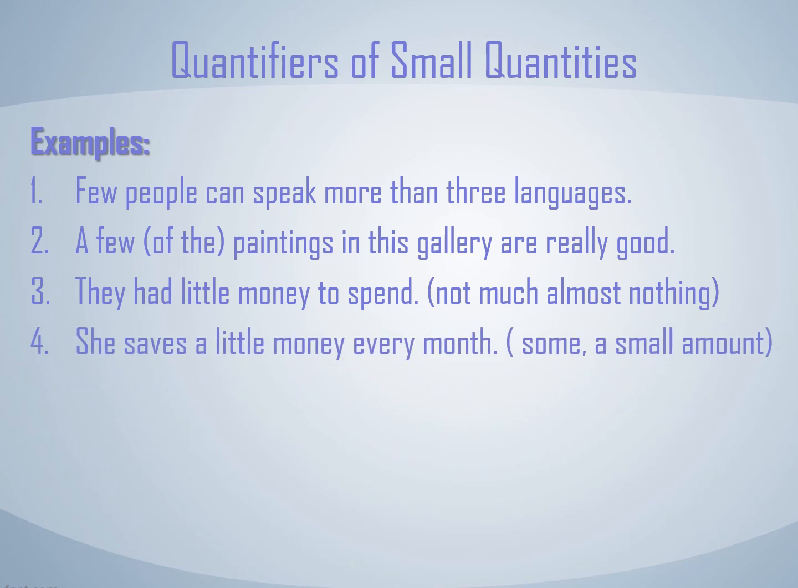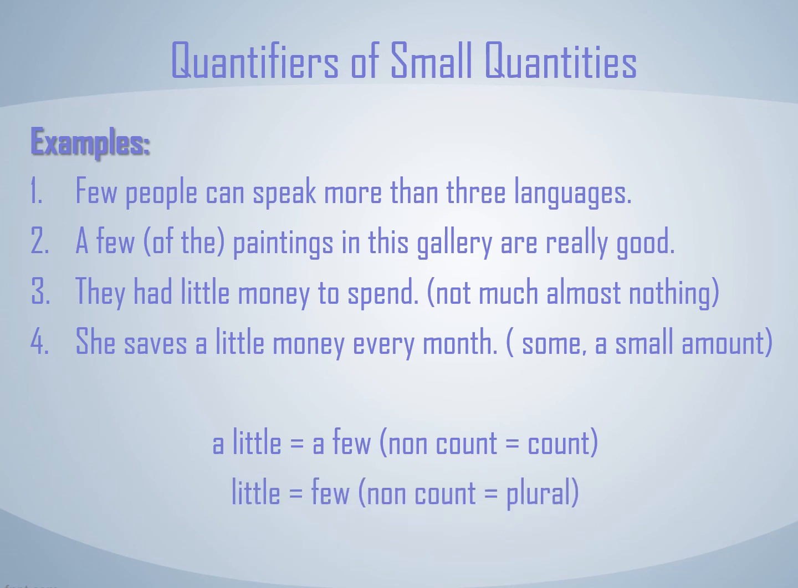Now, she saves a little money every month. Now a little means some money or a small amount of money. So this is the difference between little and a little. And the same is few and a few. Now remember, a little and a few, we use them for non-count and count respectively, right? A little you will use with non-count, and a few you will use with count nouns. Same as little and few. Little for non-count and few for plural count.